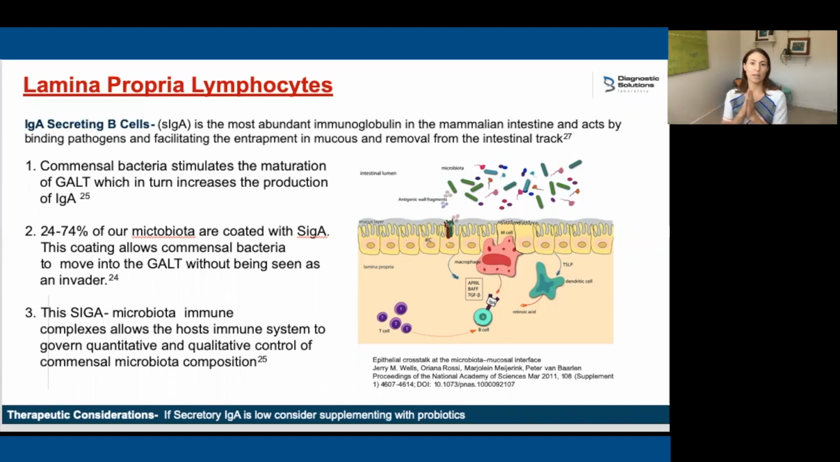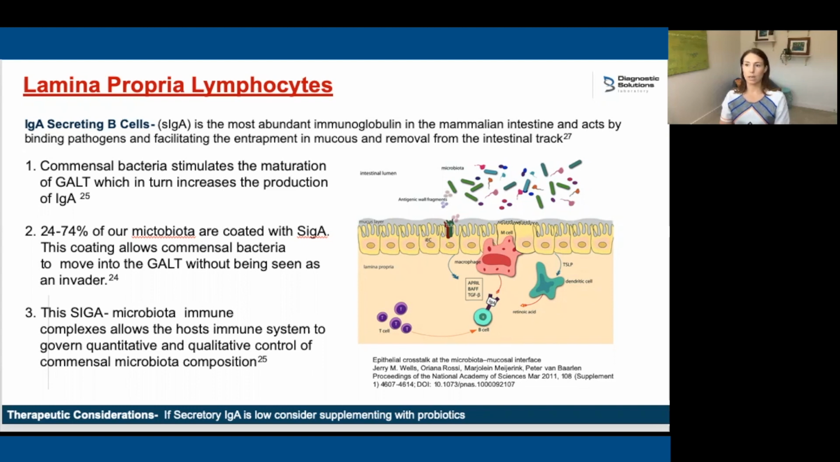The secretory IgA is then mounting onto the commensals, allowing them to be identified by the immune system, and then the immune system can decide what kind of milieu it wants, what type of commensal bacteria it wants, and how many. Interesting relationship there for sure. Some therapeutic considerations: if secretory IgA is low, another marker we find on our GI map, consider supporting that patient with some probiotics or commensal bacteria.